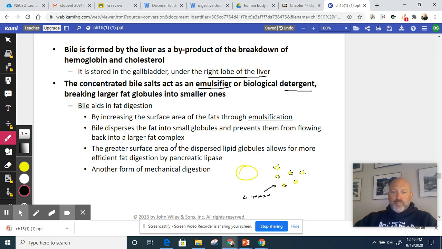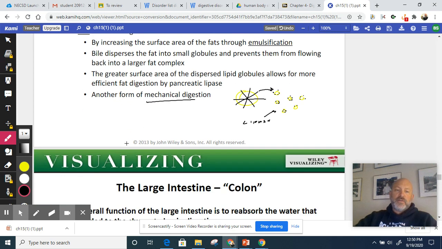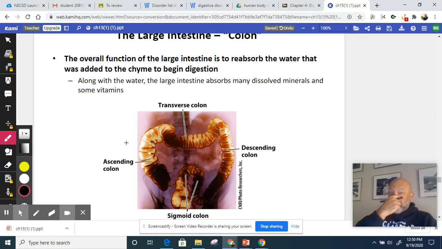Emulsification is the physical breakdown of fat globules that increases the surface area. Because this is a physical phenomenon, this is another example of mechanical digestion. The large intestines has a function, and it's in the large intestines that water is reabsorbed back into the blood, but there's minerals.